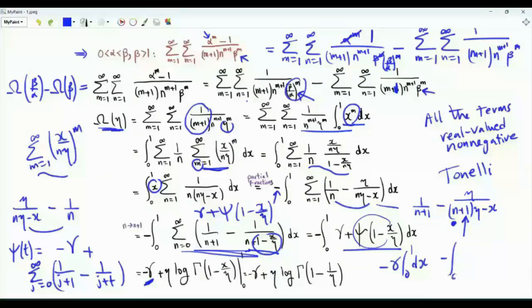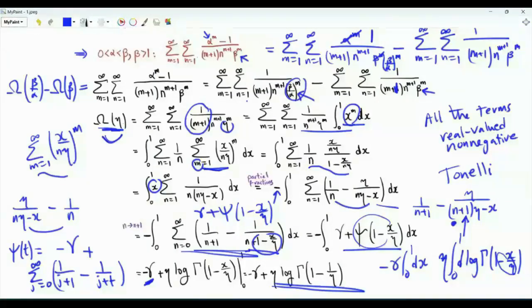The second integral is minus, x from 0 to 1, d log gamma of 1 minus x over eta. We need to multiply by minus eta, so I can replace this minus sign by eta like this. The integral is eta log gamma of 1 minus 1 over eta minus eta log gamma of 1 minus 0, so that's gamma of 1, which is 1, and log 1 is 0. What we have is eta log gamma of 1 minus 1 over eta. This is omega of eta.